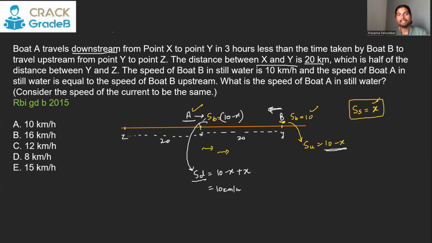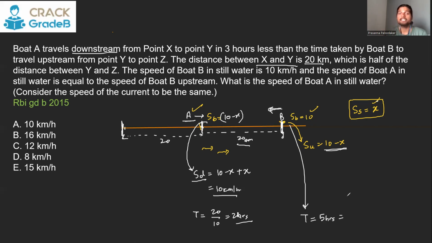Now, how much time will it take to cross this 20 kilometers with this speed of 10? It is obviously going to take 2 hours, because time is distance, which is 20, upon speed, which is 10. So boat A is going to take 2 hours, which is 3 hours less than boat B to travel from here to here. That means boat B's time in its journey will be 5 hours.